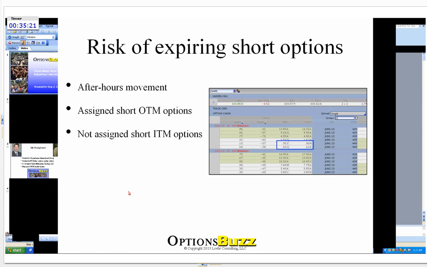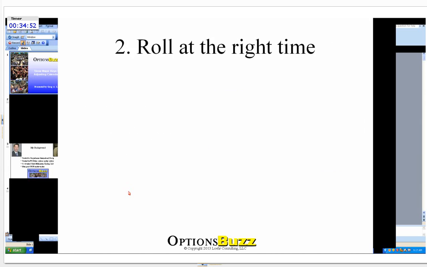we want to take a look at not letting this shorter option go down to zero. So here's a rule of thumb for you. If the option gets down to 5 cents or less, just close it. Buy it to close, and depending on your broker, you may not have to pay a commission, or the commission that you pay might be lower. The reason why is the broker wants to keep you in business. They don't want you having these short options out there that could potentially really move against you.